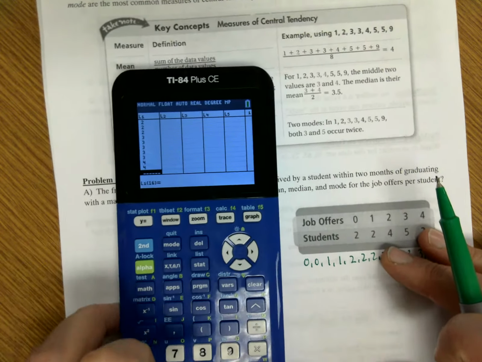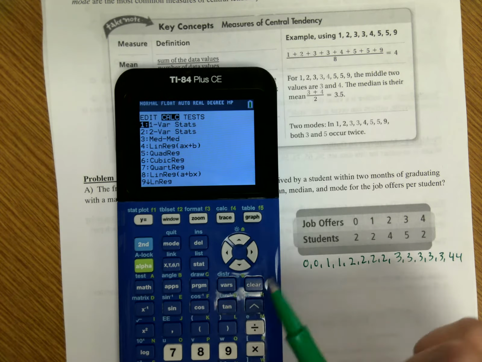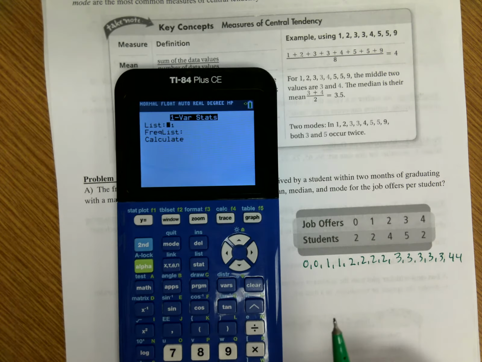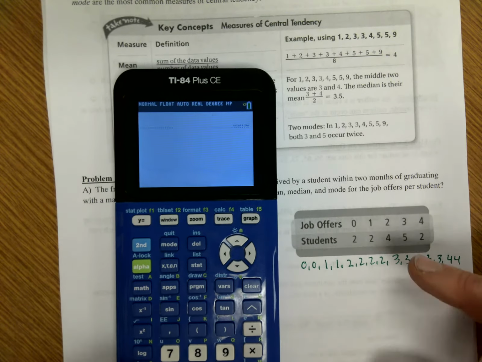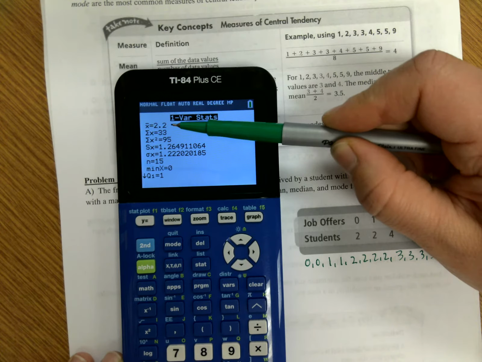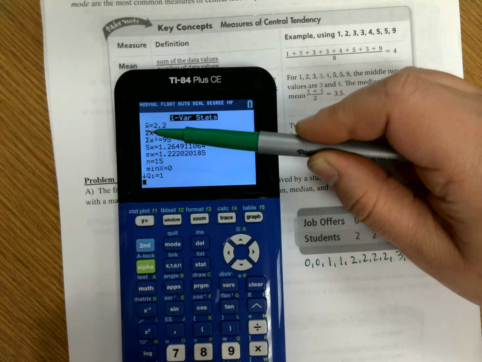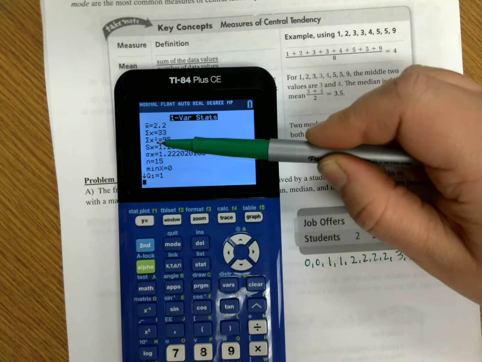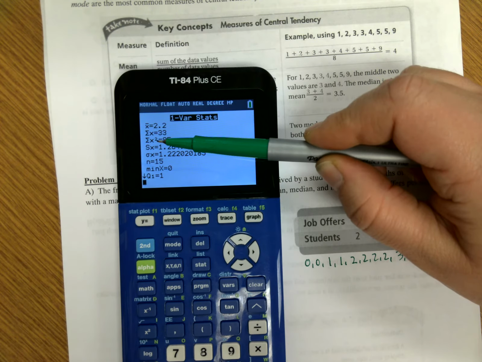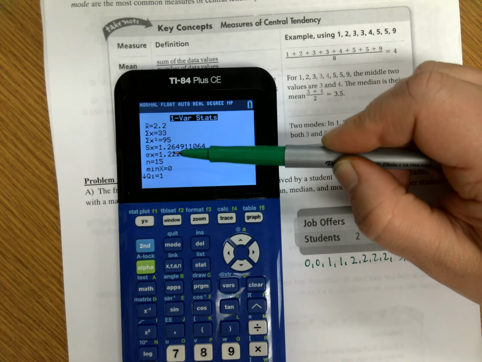Once you have all that data in your list, you can go back to stat, arrow to calculate. We want one variable statistics. You push enter. You have to keep on pushing enter until it actually calculates. Going over what these things represent, this right here is the mean. This right here means the sum. That symbol means the sum of all the numbers. This is if you were going to take the square of each number and then add it together. These two mean standard deviation, which we'll get into next lesson.